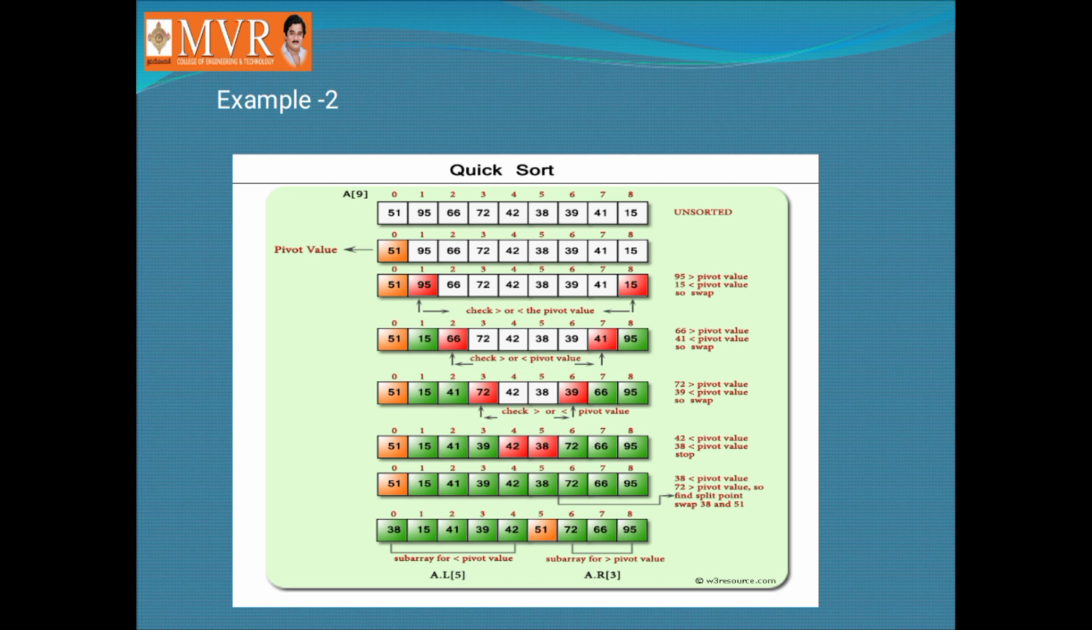First, I compare 51 with the element on the right hand side, the rightmost element. What is it? 15. 51 is compared with 15. Then 15 is smaller than 51. So 15 comes to the left side and 51 goes to the last side.